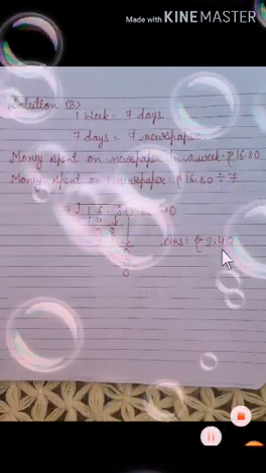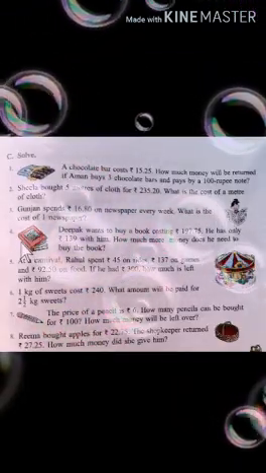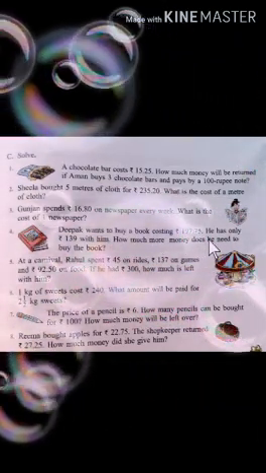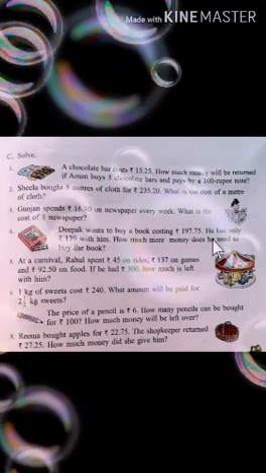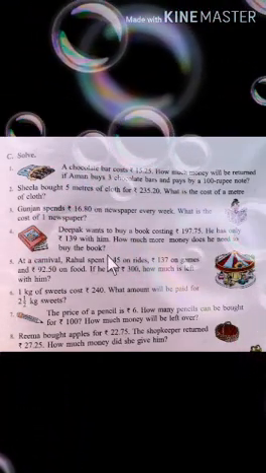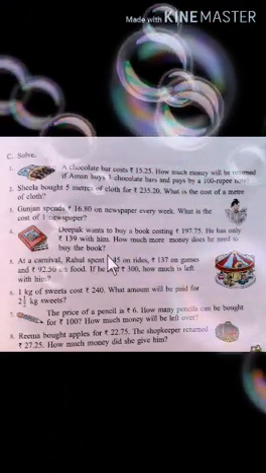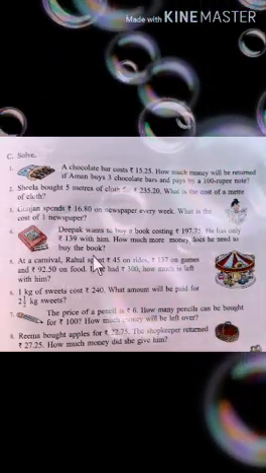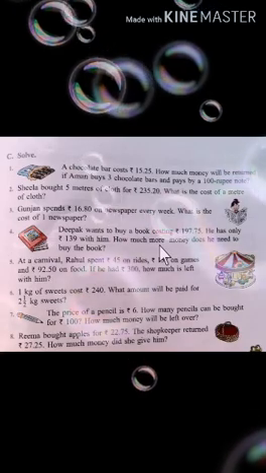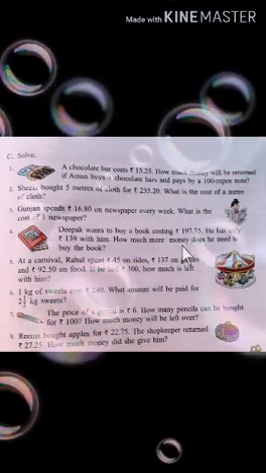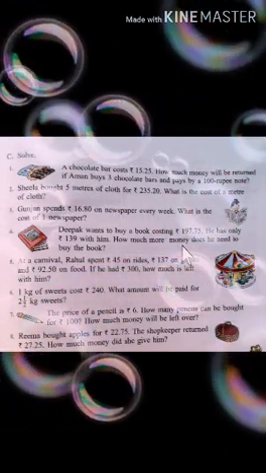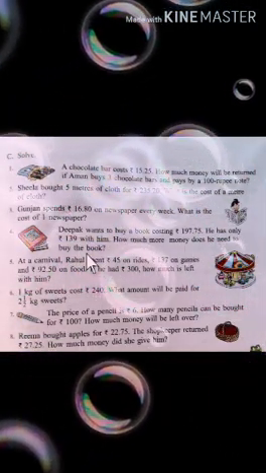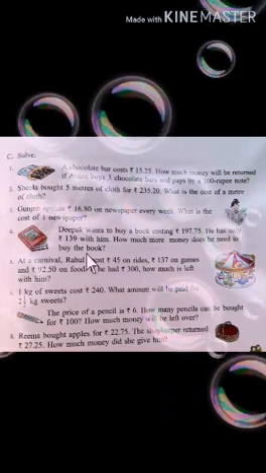Now check question 4. Deepak wants to buy a book costing rupees 197 and 75 paise. He has only rupees 139 with him. How much more money does he need to buy the book? Students, look at this. Deepak wants to buy a book. That cost is rupees 197 and 75 paise. But Deepak has only rupees 139. It means that money is less than the cost of the book.